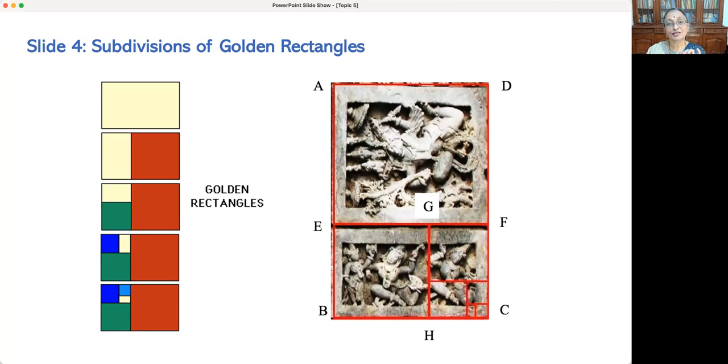In this panel, the outer boundary ABCD is a golden rectangle. When this rectangle is cut into a square AEFD, it results in another golden rectangle EBCF. As illustrated in the panel, this process can be continued to result in other golden rectangles GHFC, and so on.